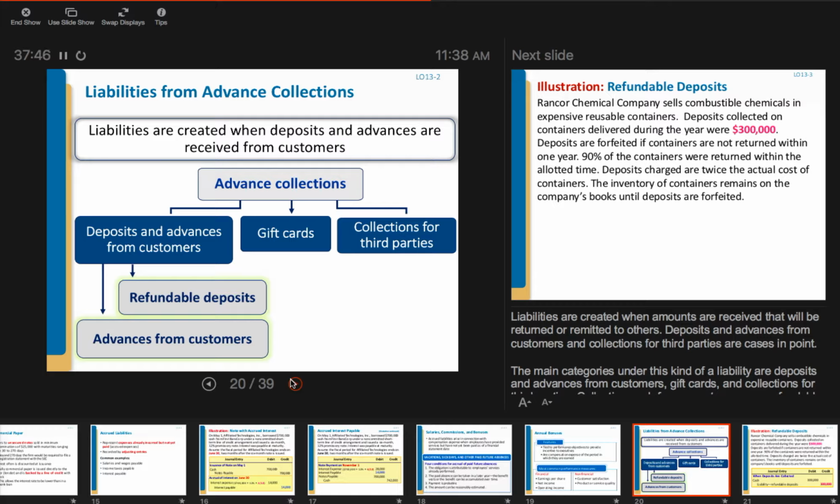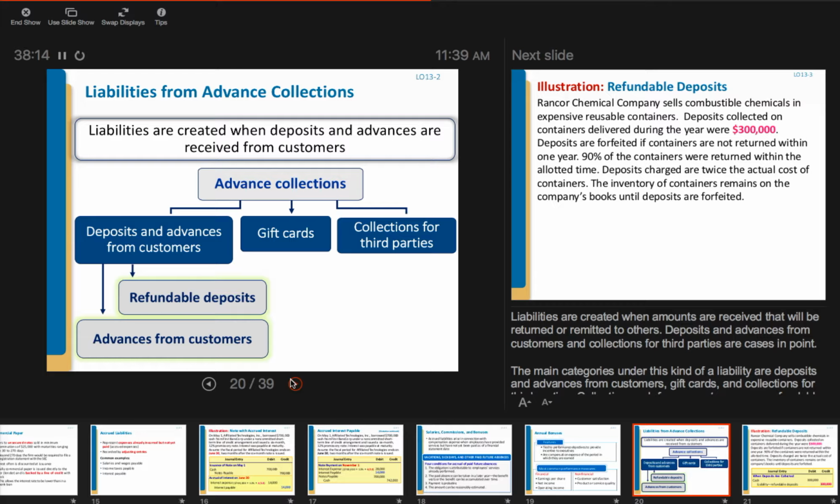Another type of adjusting entry that you talked about in principles that we're bringing back up here are customer advances. This is what in the principles we called unearned revenue. This is where you're paid in advance for something that you are going to deliver, or in other words, you have a commitment to now deliver something, which sounds suspiciously like a liability.